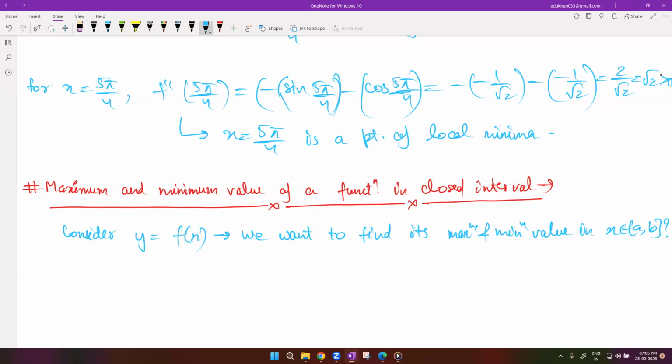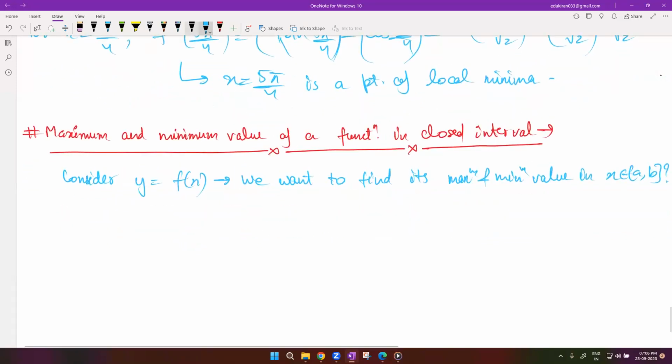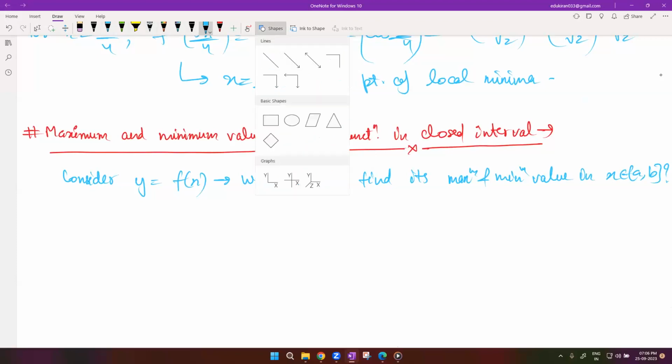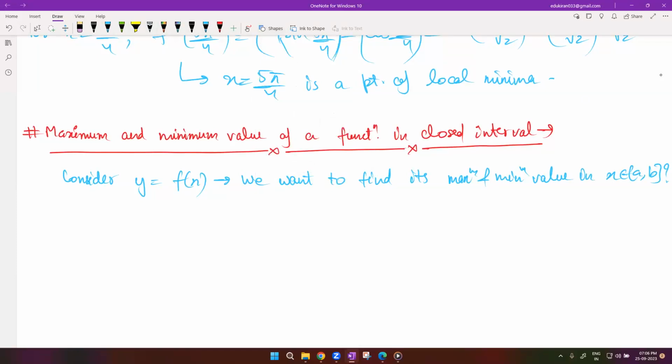Now, first of all, understand the difference. I'll try to very clearly explain this concept, what we are talking about. And this can be done with the graph. Let's say we have a graph like this. Let's say this is the graph of y is equal to f(x). This can be anything. I'm just taking an example to make you understand what we mean here.